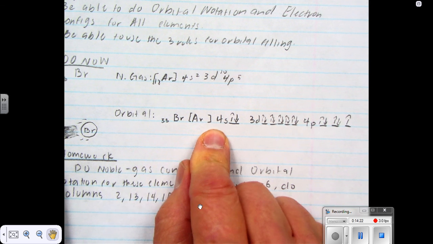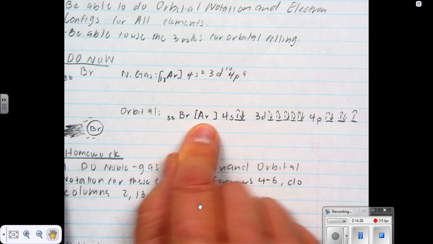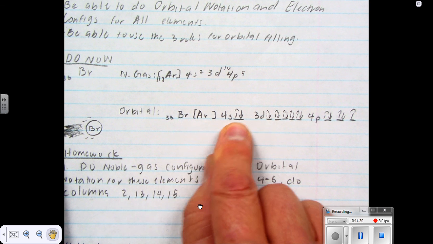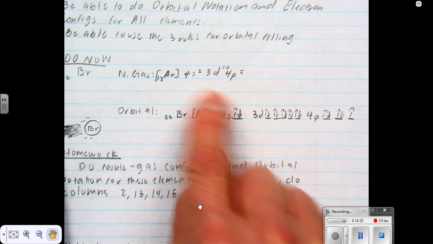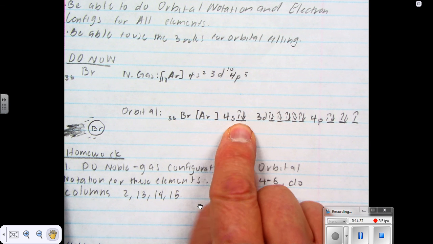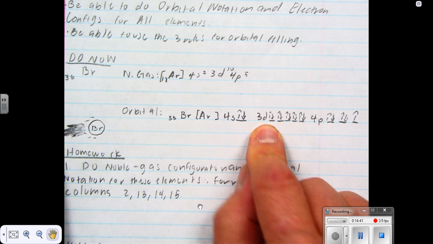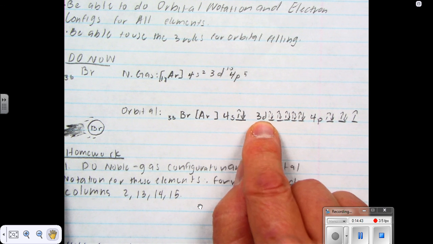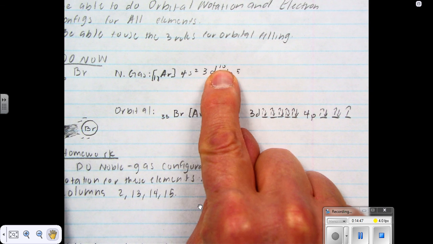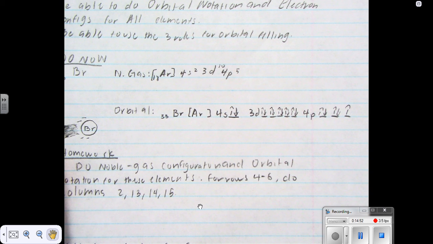Anyway, the orbital diagram, the bromine is there again, the argon is there again, and now we have 2 electrons, and we get that from here. Okay, we got 2 electrons in the 4s. And then we have 10 electrons in the 3d, which comes from that number, and we have 5 electrons in the 4p.